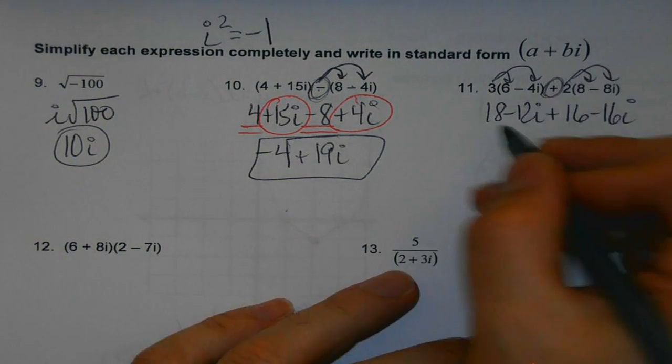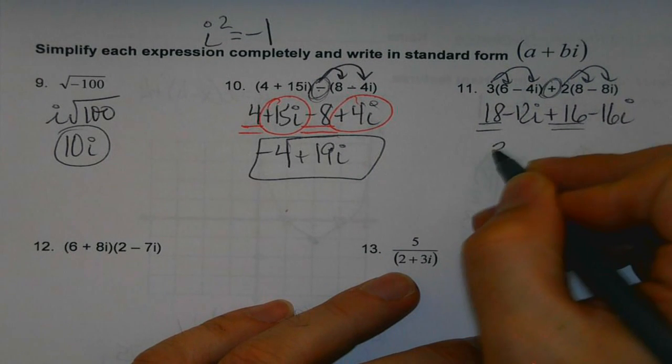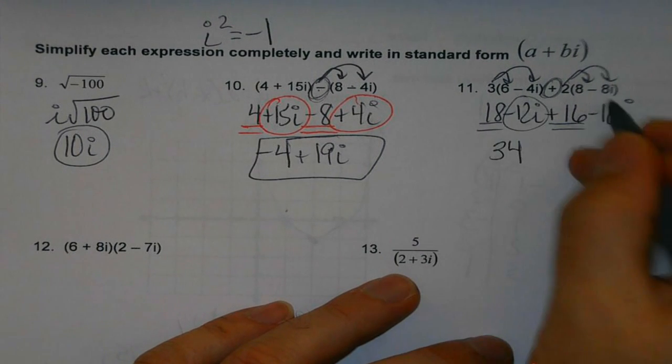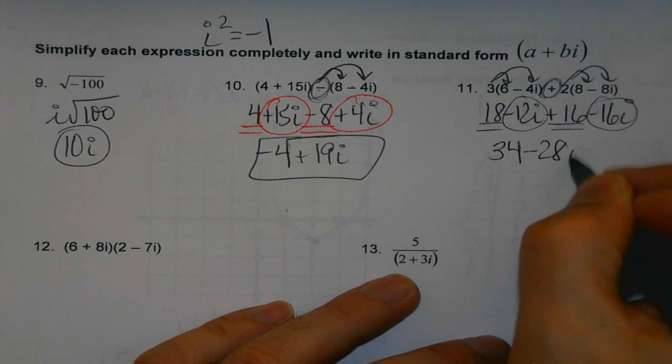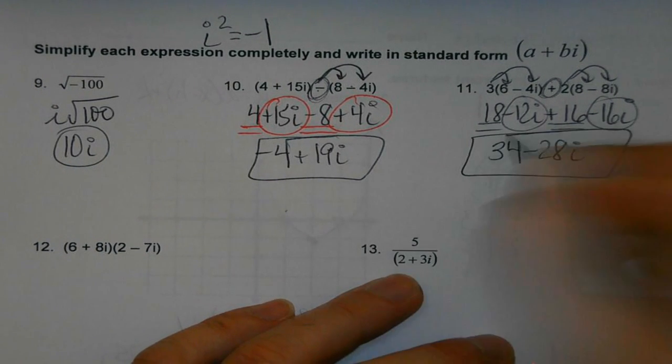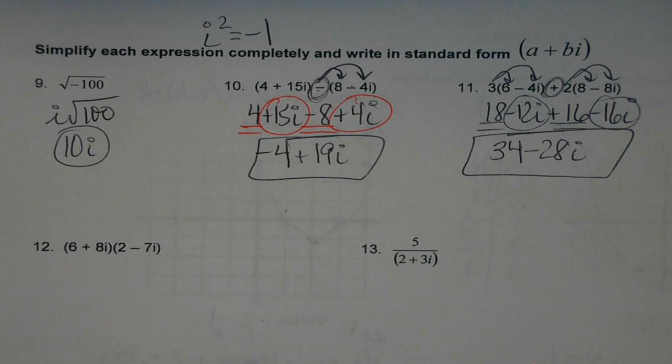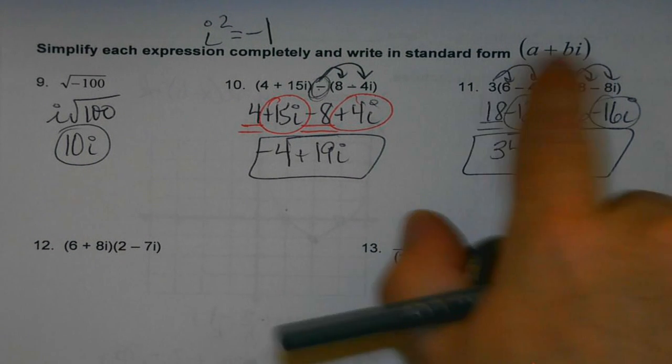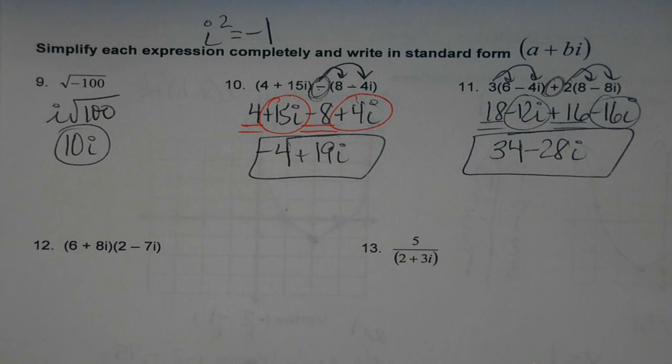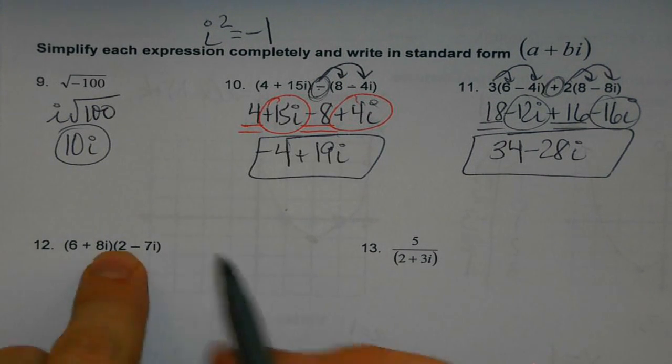Once I distribute those, combine like terms, and I'm set. And no, it wouldn't be marked wrong if you wrote -28i plus 34, but typically we write it in standard form, which is the number and then the imaginary term. All right. 12. Now we finally get to multiply it, because see, there's no plus or minus in the middle.